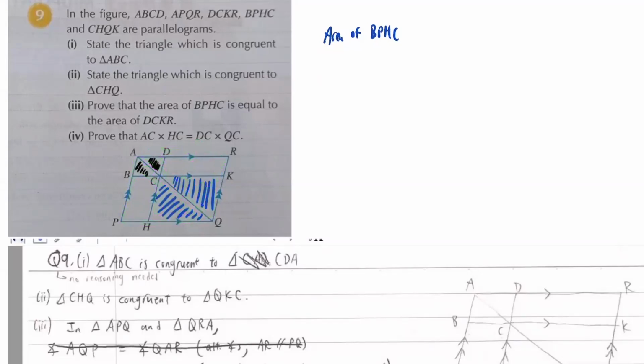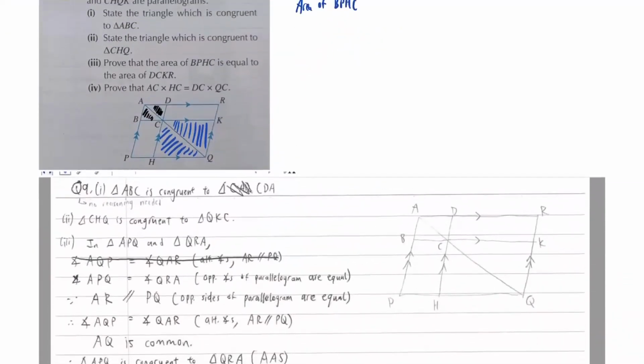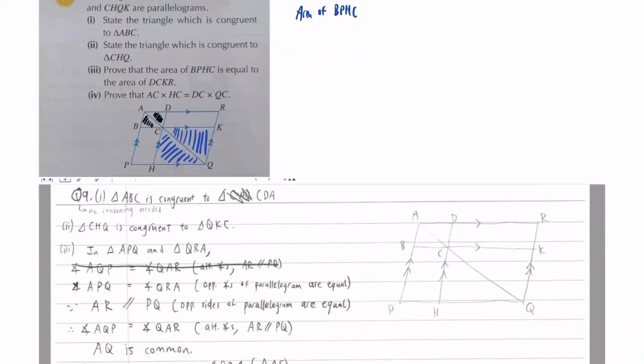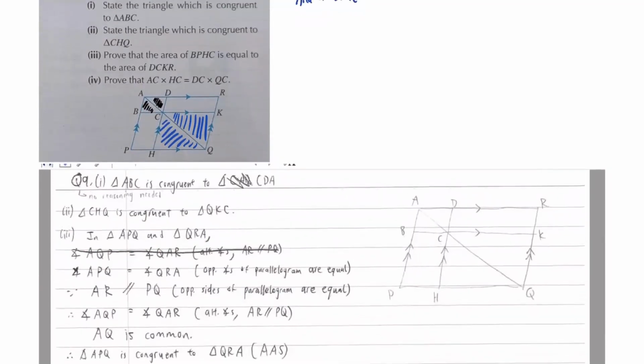Now I'll show you the presentation. Here, the first step is to prove that they are congruent. In triangle APQ and QRA, I prove that they are congruent by using the AAS property: two angles the same and one side the same. First, angle APQ equals angle QRA. Why? Because in a parallelogram, opposite angles are equal. Next, AR is parallel to PQ. This is also because of a parallelogram.